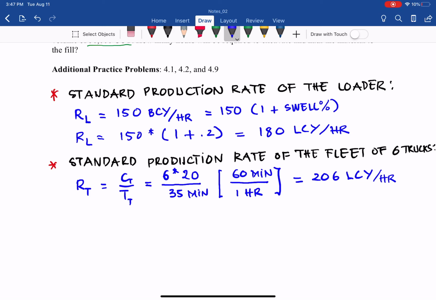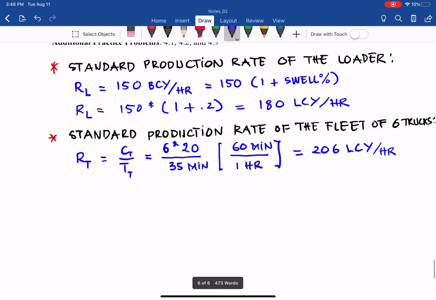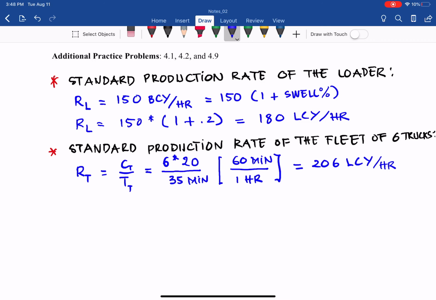So you cannot add them totally, they will complete 180 plus 206. It's not about that, because we need to consider what is the bottleneck here. Who is slower? The machine or the people at a slower speed actually control the whole process, and that we call the bottleneck. So in this case, as you can see, regardless of the truck working very hard, the loader is slower, it will dictate the operation of this excavation work.